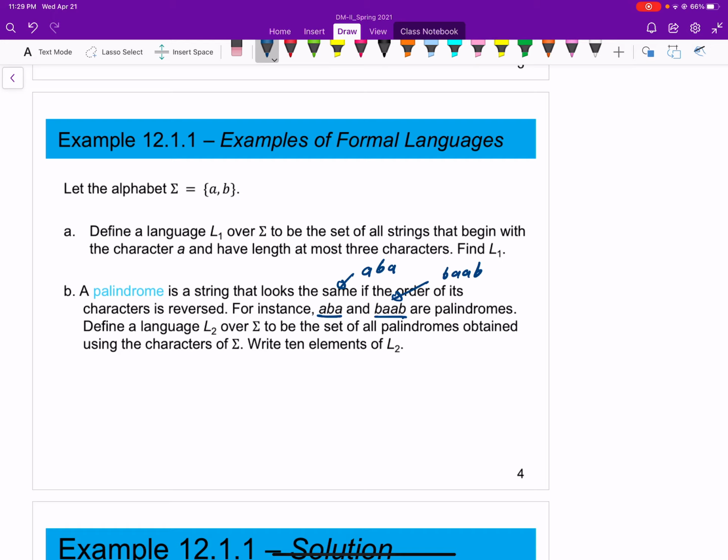Define a language L2 over sigma to be the set of all palindromes obtained using the characters of sigma. Write 10 elements of L2. All right, so let's do this problem.